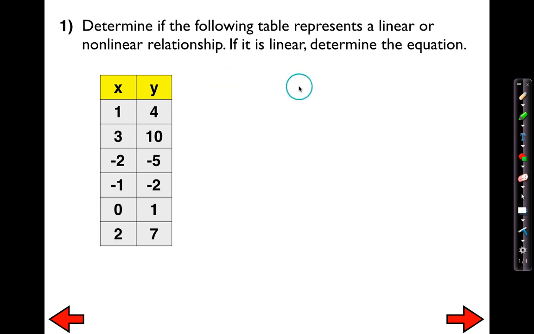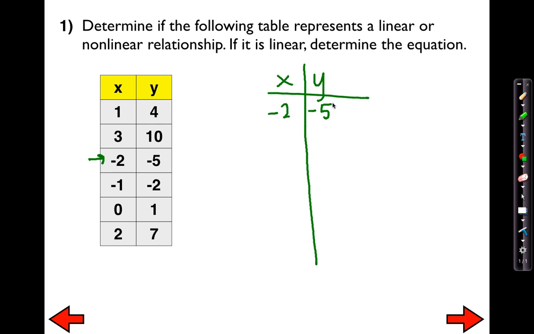So here, if I reorder it like so, and forgive my sloppy handwriting, I'm warning you now. I'm going to first start with -2, -5. I notice I'm saying comma because I'm imagining as if they were ordered pairs. And then I'm going to go ahead and do -1, -2. Then I will go to 0, 1. And then I'm going to do 1, 4. Then it'll be 2, 7. And last but not least would be 3, 10.